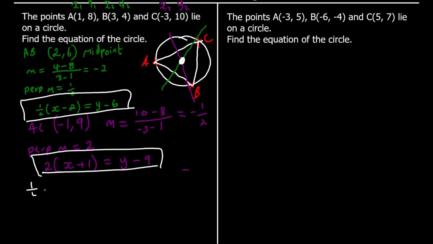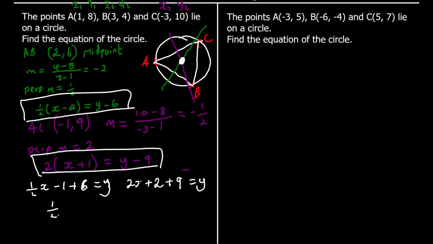So we have half x minus 1 plus 6 equals y, I'll expand the bracket as well, and 2x plus 2 plus 9 equals y for the other one. So they're both equal to y, so we can make them equal to each other.